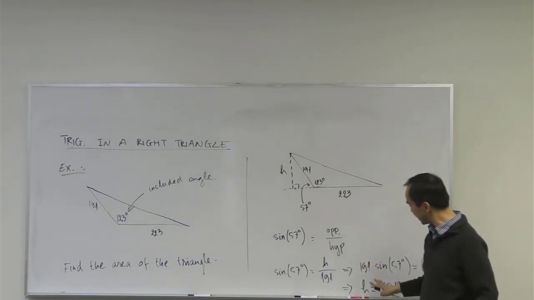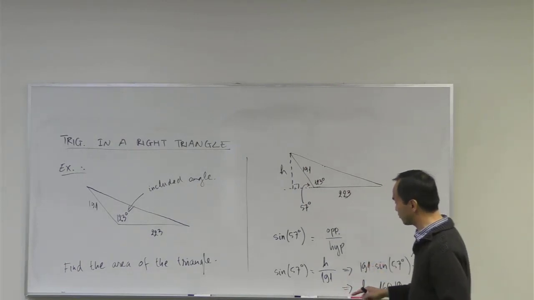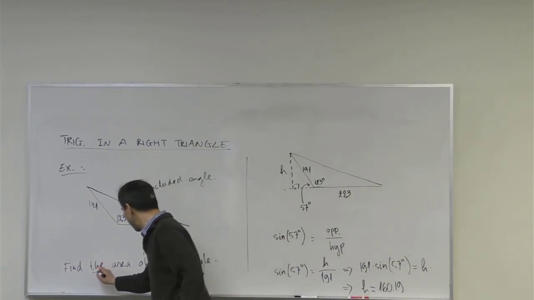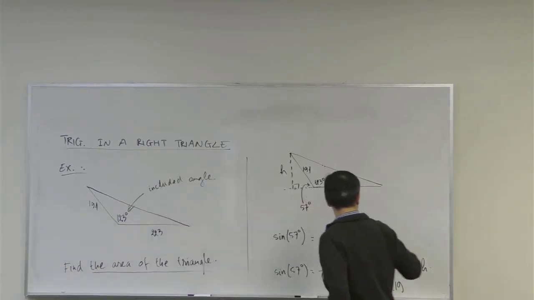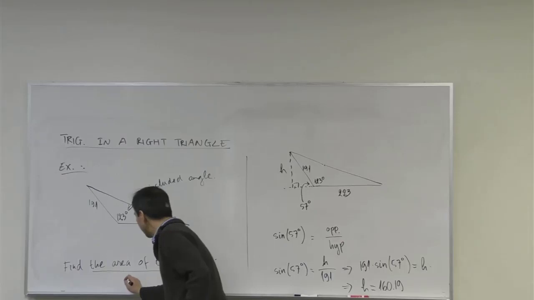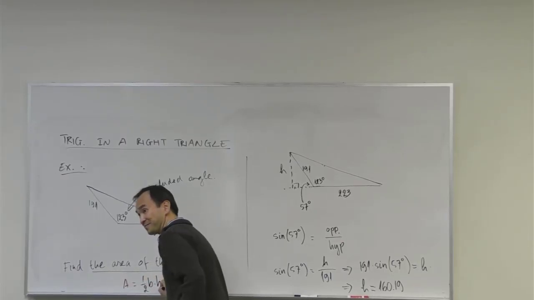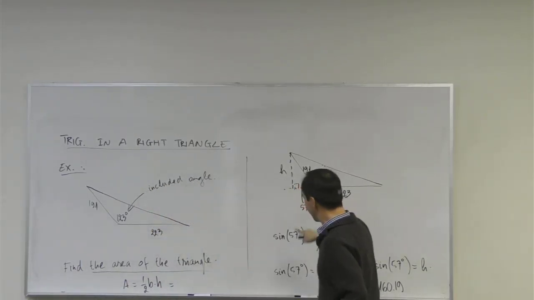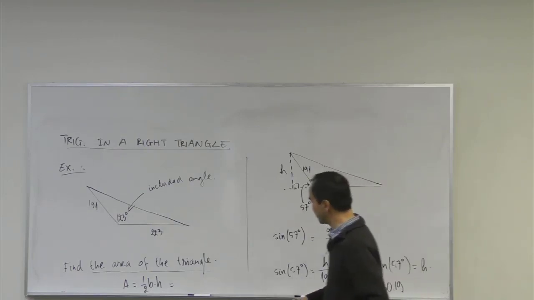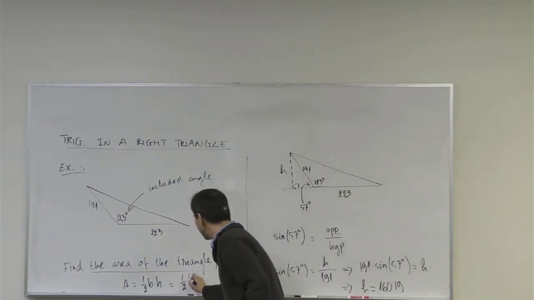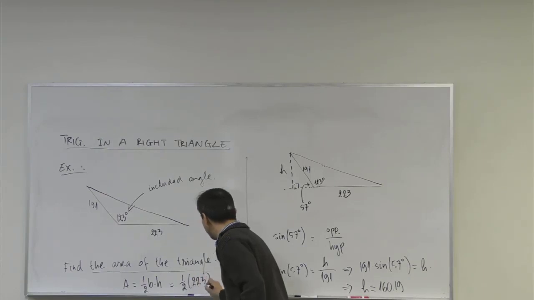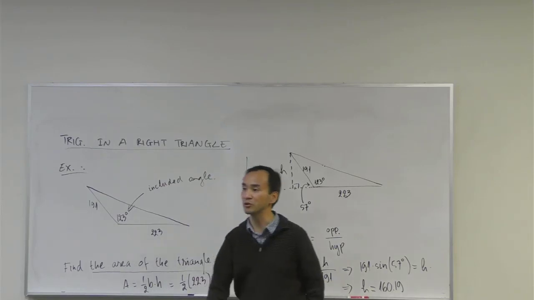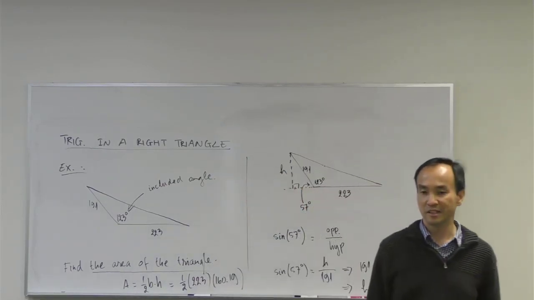But getting the altitude is not the final answer. The final answer, we want the area of the triangle. How do we get from there? The area of the triangle is 1/2 base times the height. We already have the base provided, 223. The height we just calculated gave 160. So 1/2 times base 223 times the height 160.19. We multiply it all together and we get the area.